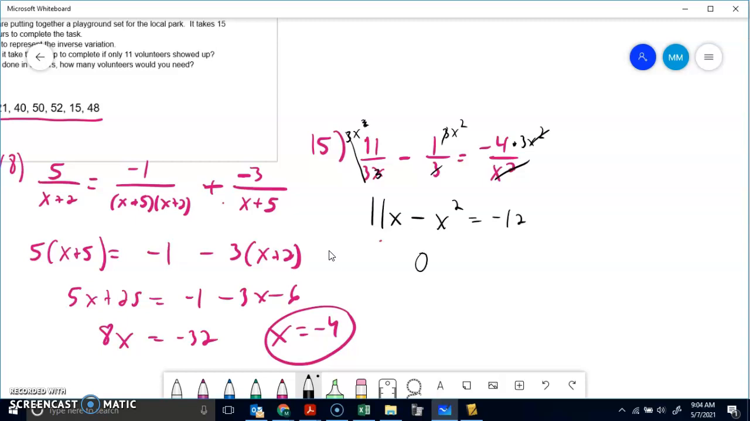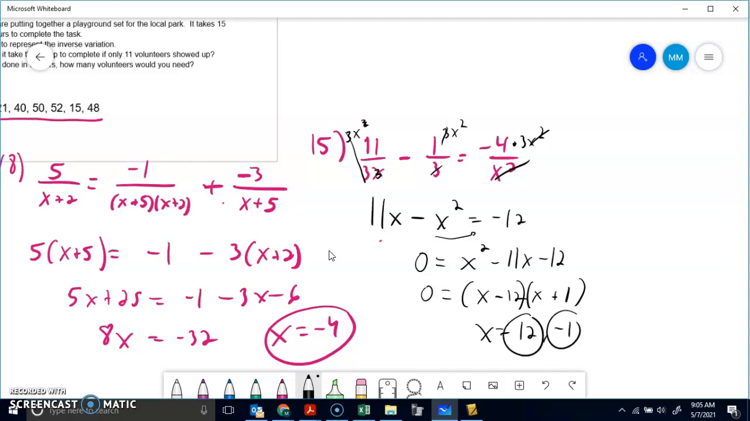Okay, so I don't like negative x squared, so I'm going to add the x squared over to the right. I'm also going to bring the 11x over. And this factors x and x. This is going to be 12 and 1. Negative 12 plus 1 gives me negative 11, so x equals 12 and negative 1. And there you go.